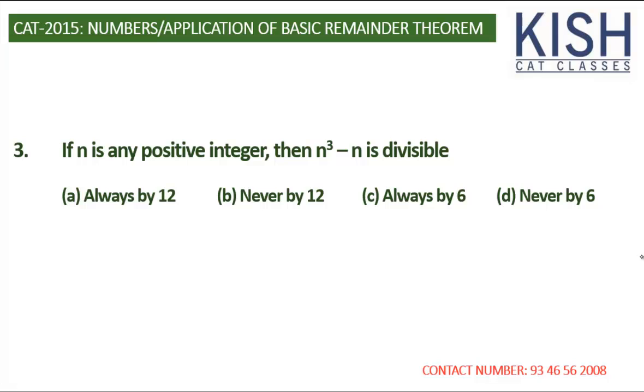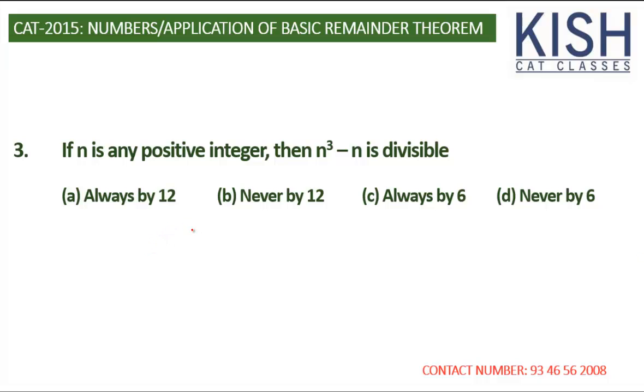Now if you check answer option A and then answer option C, when you observe them, one says always by 12, one says always by 6. Well, in fact, if a number is divisible by 12, then it is obviously divisible by 6. So we just need to understand the answer options closely. Well, I'm not going to use any one of the answer options to find it. It must be very simple.